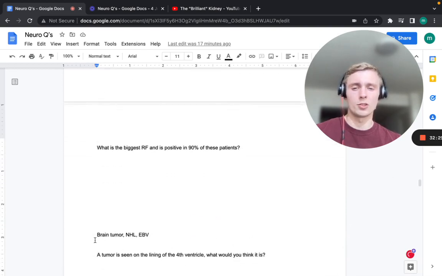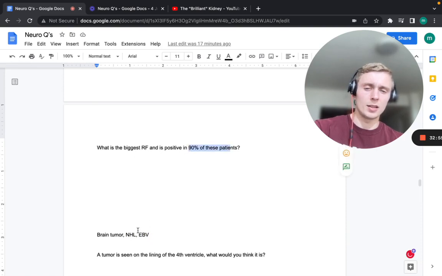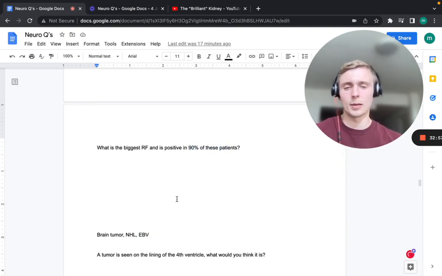So you want to be thinking of a brain tumor, of course, if it's randomly waking a patient up at night. Non-Hodgkin's lymphoma is the most common cause of CNS lymphoma. Remember, non-Hodgkin's lymphoma disseminates more around the body than Hodgkin's lymphoma does. So non-Hodgkin's lymphoma is brain lymphoma. And EBV is positive in 90% of these patients with CNS lymphoma. So it's important to know EBV in 90% of the patients with CNS lymphoma.